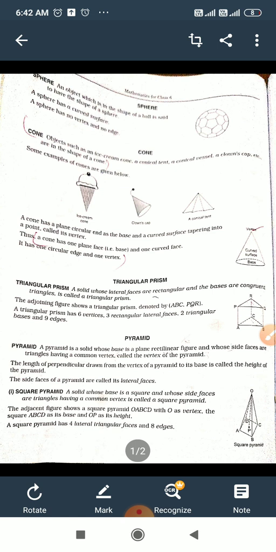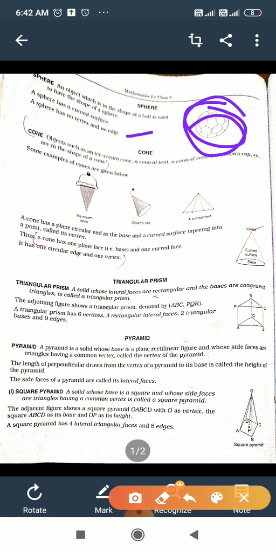Sphere. An object which is in the shape of a ball is said to have the shape of a sphere. This is the sphere. For example, a sphere has a curved surface. Sphere has no vertex, no line, no edge.